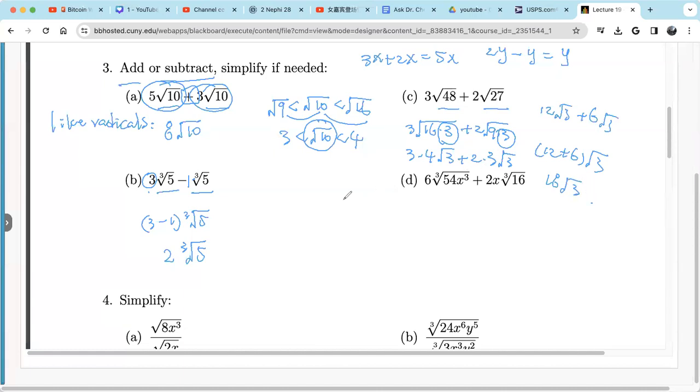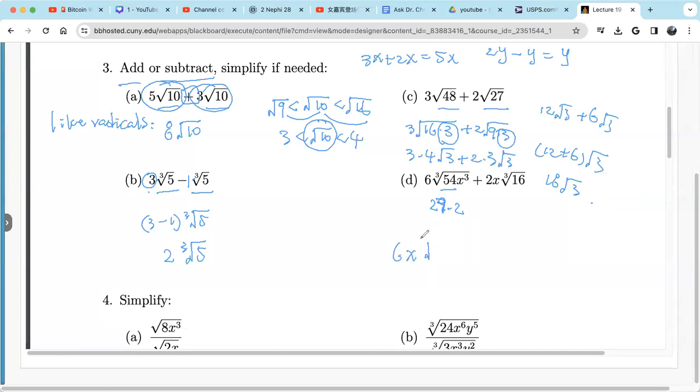Okay. Now let's see D. D, the index is 3. Let's see. So 54, we can split into 27 times 2, because this is a cubic root and we're looking for cubes. But x cubed, then index 3, so the exponent and the index are the same. So we get the x out. We get a 6x, right?